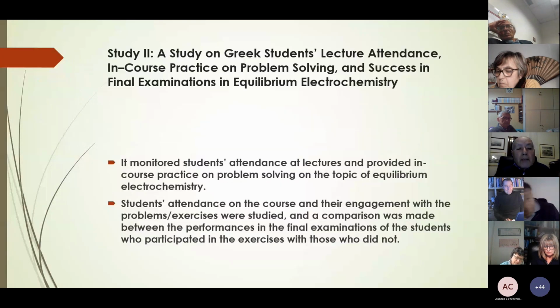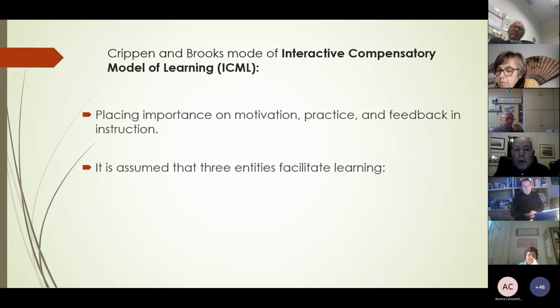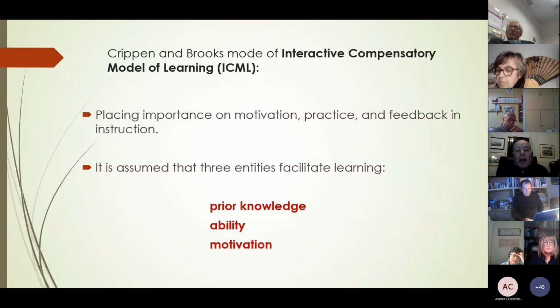Now I move to the second study, a study on Greek students' lecture attendance, in-course practice on problem solving, and success in final examinations in equilibrium electrochemistry. The interactive compensatory model of learning proposed by Crippen and Brooks was employed here. This places importance on motivation, practice, and feedback in instruction. It is assumed that three entities facilitate learning: prior knowledge, ability, and motivation.